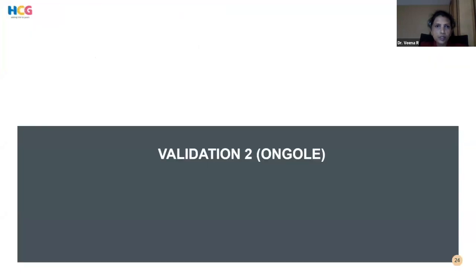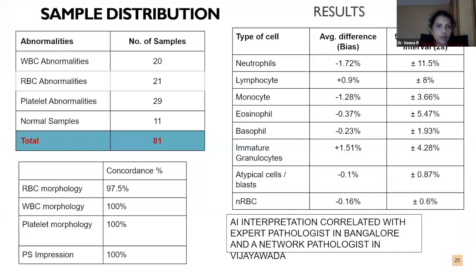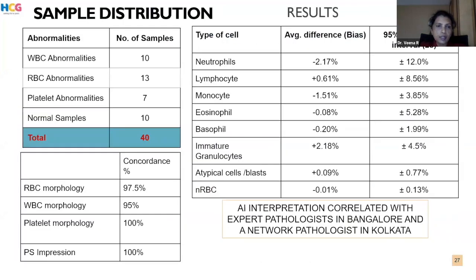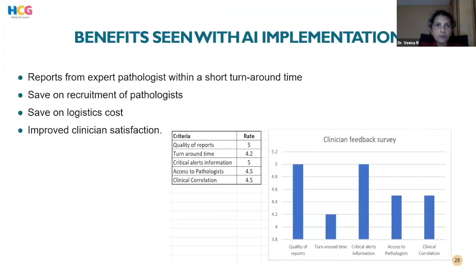So it has shown a very good concordance. This is the location at OnGoal, where it has shown almost like WBC morphology 100%, peripheral smear impression of almost 100%. And this is at Ranchi. Again, it has shown almost 100% concordance with the expert pathologists in Bangalore and the pathologists in Kolkata. So with adoption to digital hematopathology, these are the benefits that we have seen.